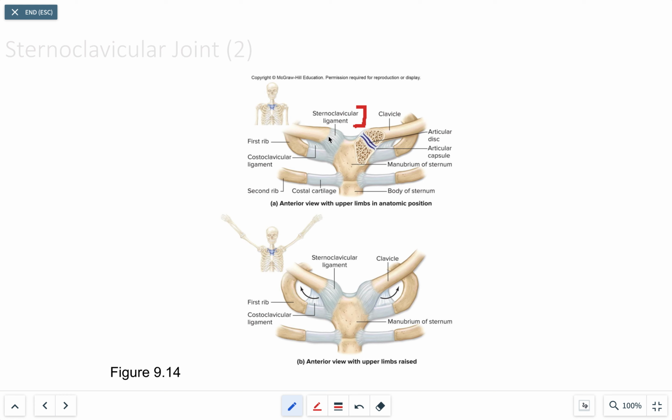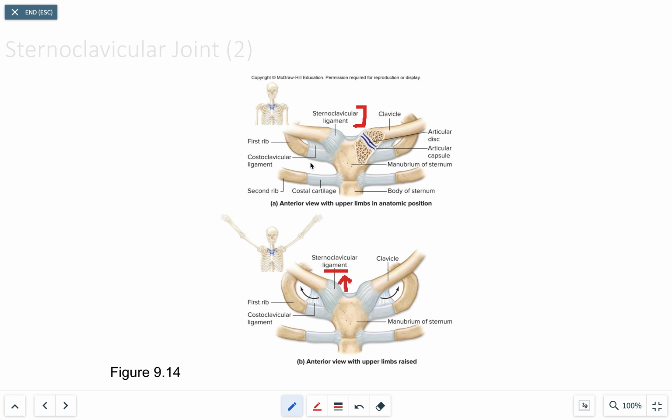This does have the ability for elevation and a little bit of depression, but every time you're raising your shoulder joint, the sternoclavicular ligament will allow the clavicle to move either in an elevated or a depressed fashion. And so you can see here in this illustration, we have the sternoclavicular ligament, which is going to move upward during shoulder abduction, which the skeleton is showing.